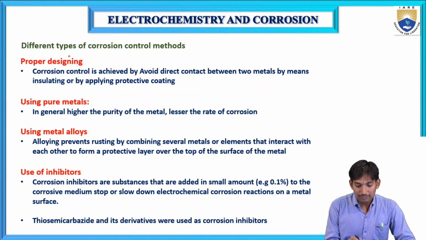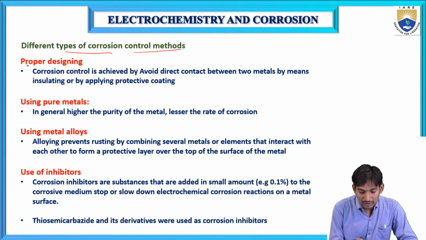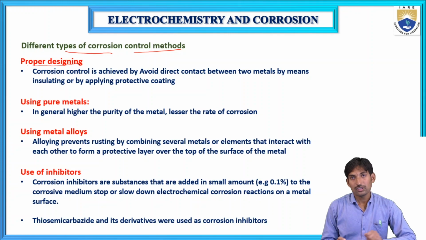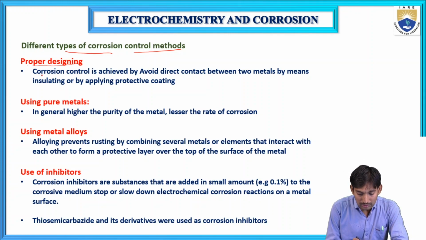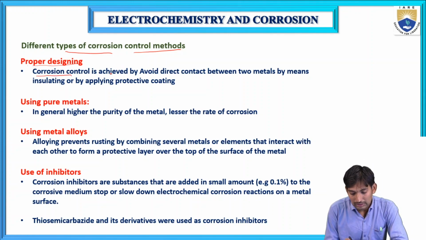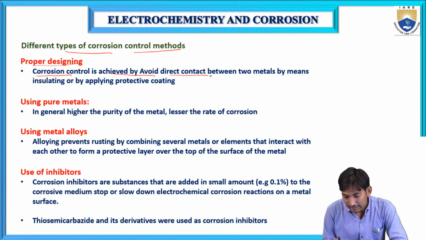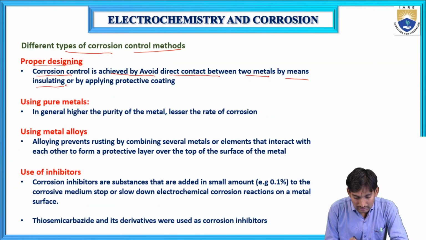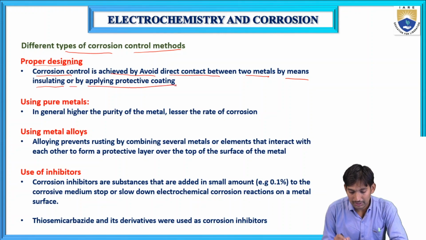First is different types of corrosion control methods. In that, first one is proper designing. What is proper designing? We'll see. Corrosion control is achieved by avoiding direct contact between two metals by means of insulating or by applying protective coating.